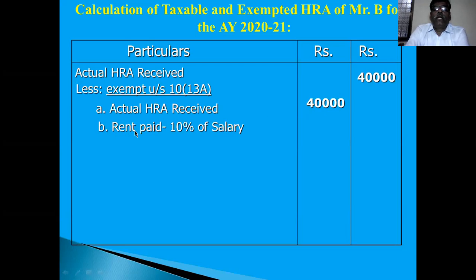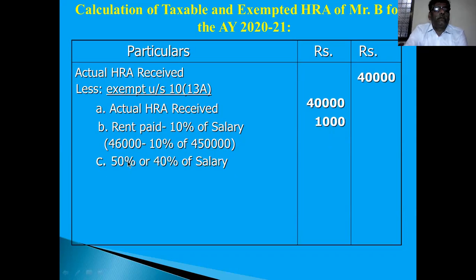And second point is rent paid minus 10% of salary. Salary means basic salary plus DA if eligible for retirement benefit. Remember this. So rent paid is 46,000. He paid rent 46,000. And 10% of salary. Salary is 4,50,000. Of that, you take 10%, which is 45,000. So 46,000 minus 45,000 is equal to 1,000.